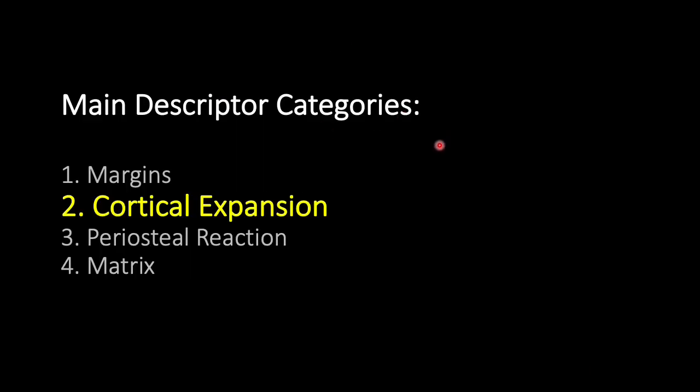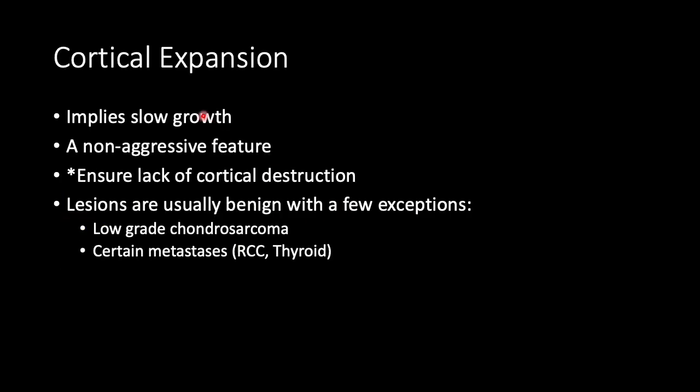Cortical expansion is the next descriptor that we'll talk about now. Generally, cortical expansion implies slow growth of a lesion and is a non-aggressive feature, and this is a general rule. However, you want to make sure there's no cortical destruction involved with it, because that could suggest a more aggressive feature. Lesions are usually benign, like I said, with a few exceptions. There's low-grade chondrosarcoma and certain metastases, like from renal cell carcinoma and thyroid cancer, which can show cortical expansion but still be malignant lesions.